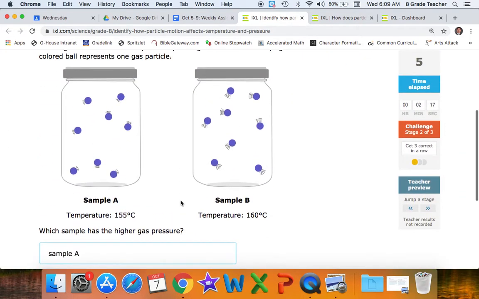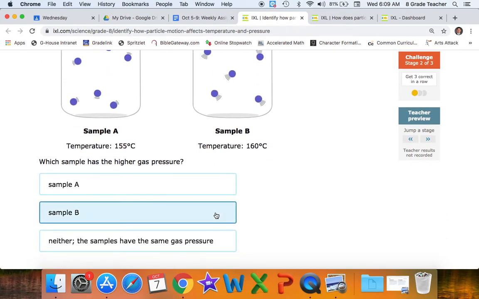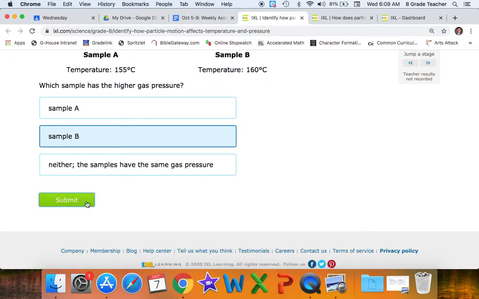Next stage. Here we're saying which has a higher pressure based on temperature. If you have a higher temperature, those particles are moving faster, those particles are hitting the walls more, therefore creating more pressure. So higher temperature is going to be the result. The other factor would be the number of particles. In this case, 1, 2, 3, 4, 5, 6, 7, 8. Same number of particles. Sample B has a higher temperature. Sample B is going to give us the higher pressure, therefore.